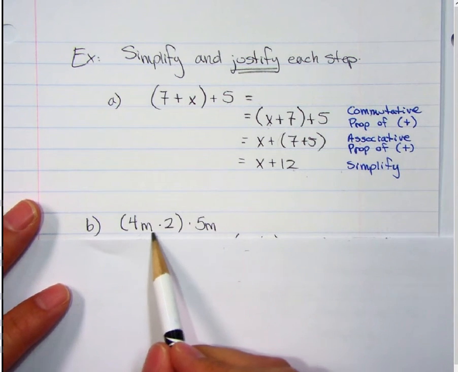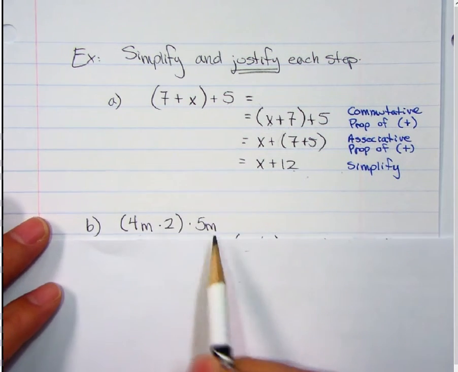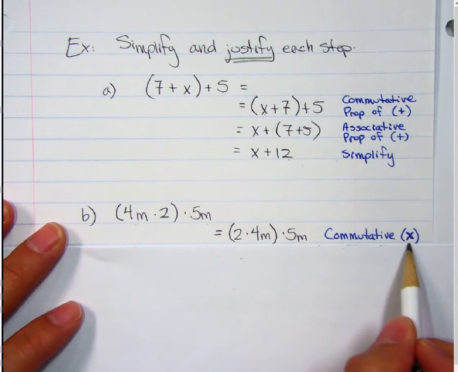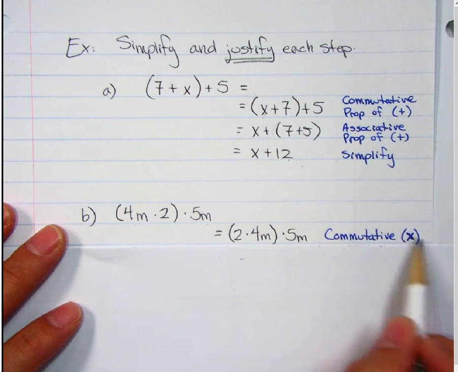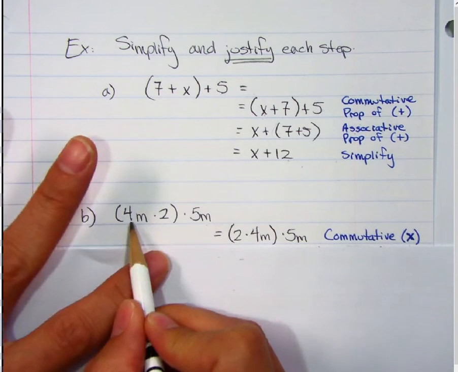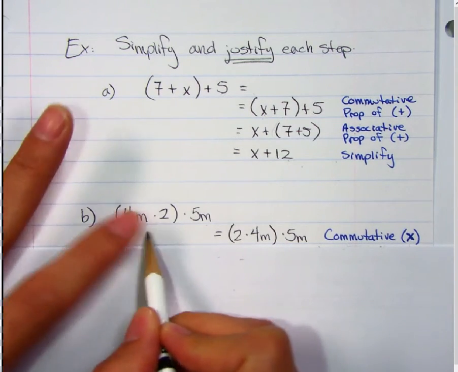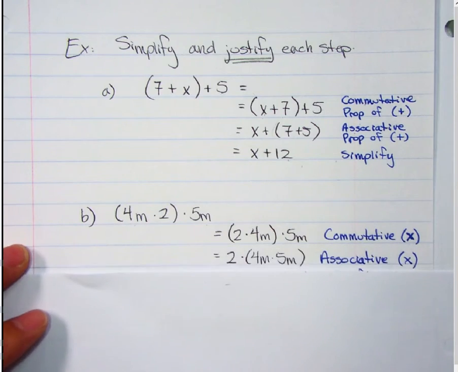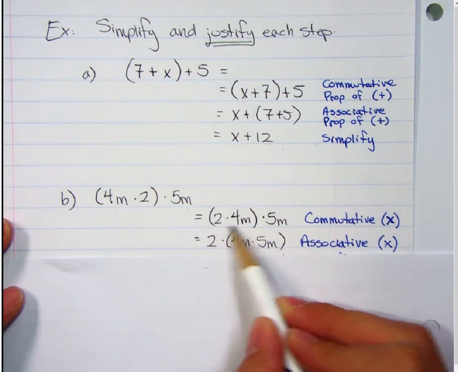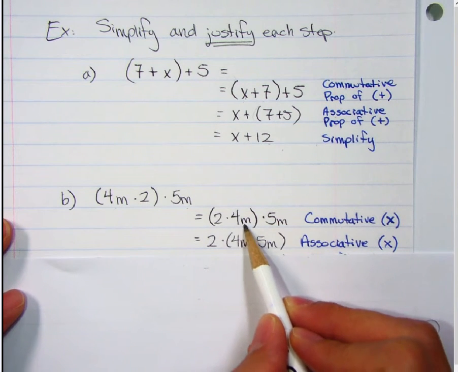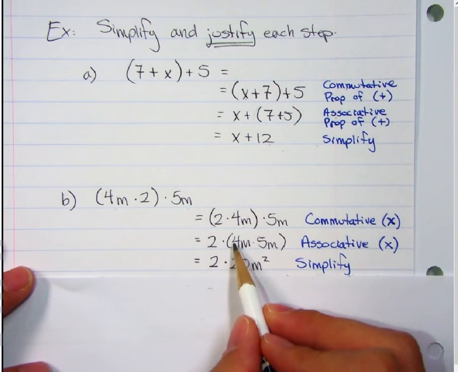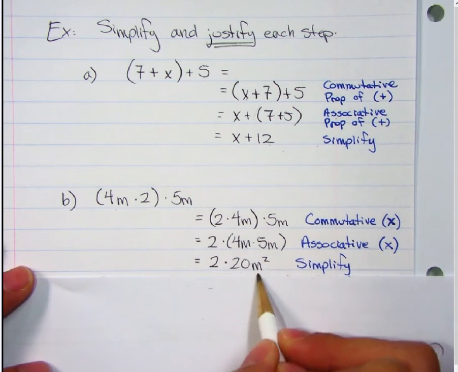I've got 4m times 2 in parentheses times 5m. All right, so the first thing I'm going to do is use the commutative property of multiplication. I just put a little x there to represent multiplication. So what it is, I flip the order here. So every time I flip the order, I'm using commutative. Then I use the associative property of multiplication and say, hey, look, I'm not going to multiply these two together yet. Right now I'm going to multiply 4m and 5m together. I get 20m squared, right? Because 4 times 5 is 20, m times m is m squared.